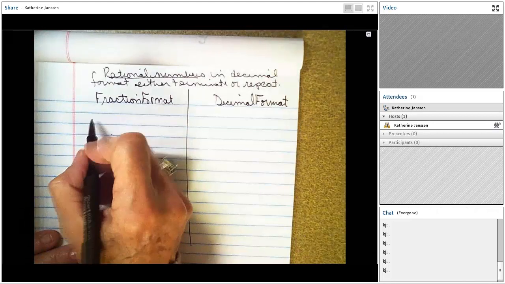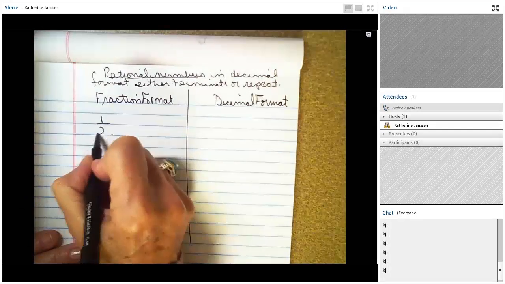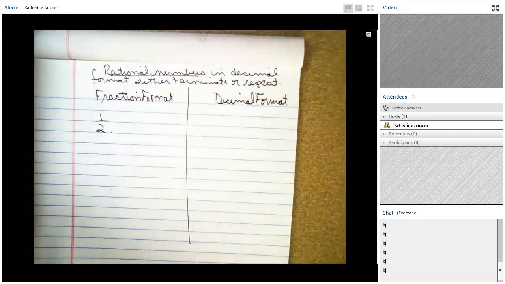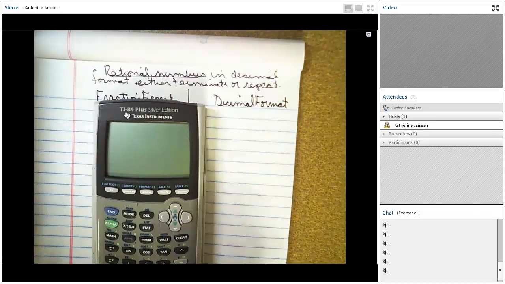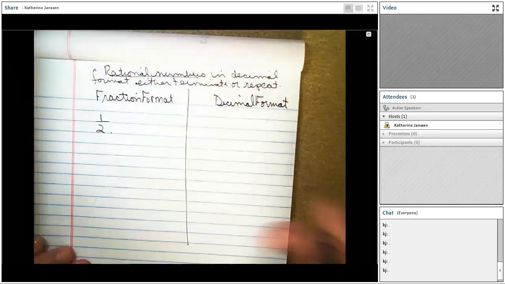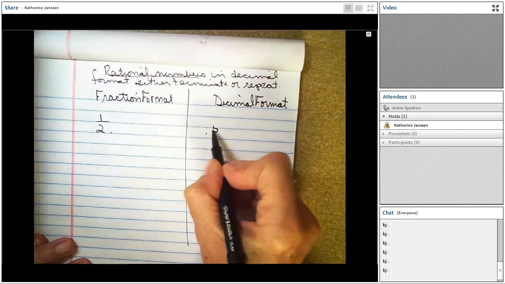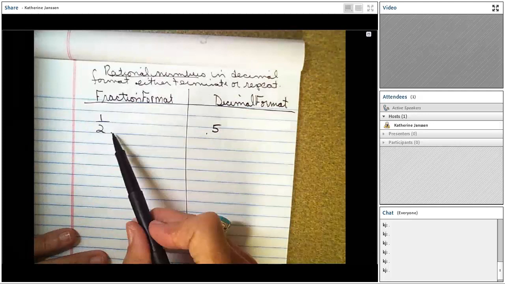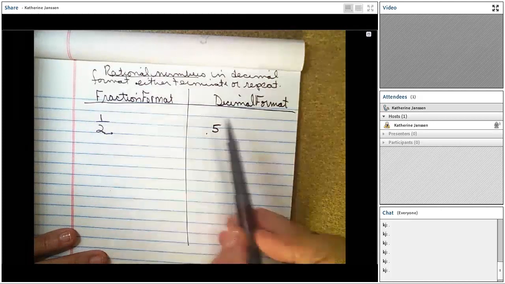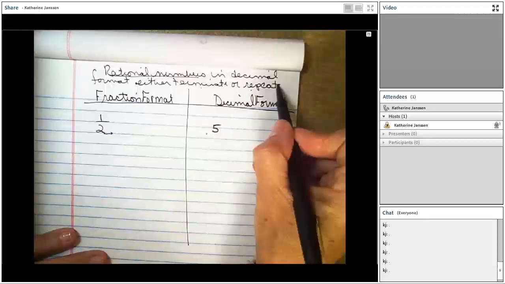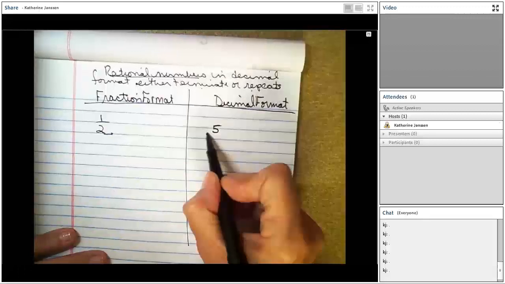So let's look at 1/2. Well, 1/2 in decimal format, you can look at our calculator. 1 divided by 2 is 0.50. And as a decimal equivalent, it either terminates or repeats, and 0.5 terminates. It is 0.5.